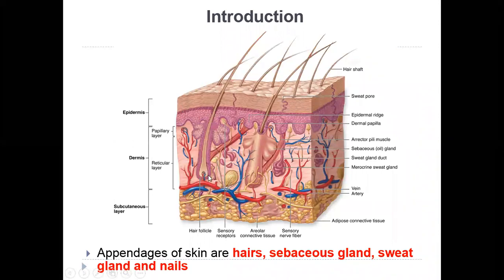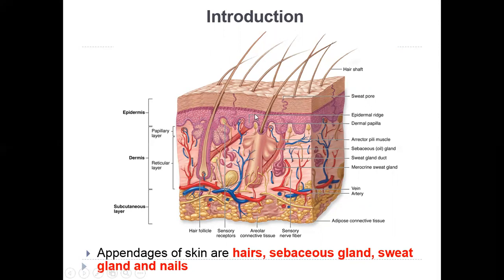So this is a picture of skin, where this area is the epidermis, and below is the dermis. So skin consists of epidermis and the dermis. Dermis has got two layers, papillary layer, which is near to epidermis, and reticular layer, which is below it.